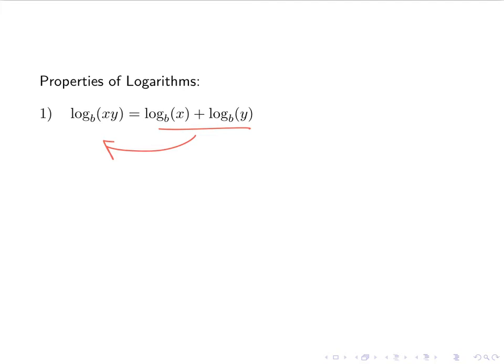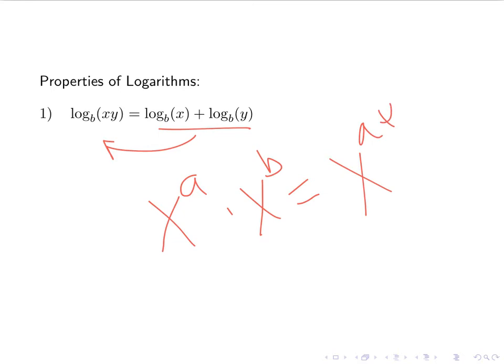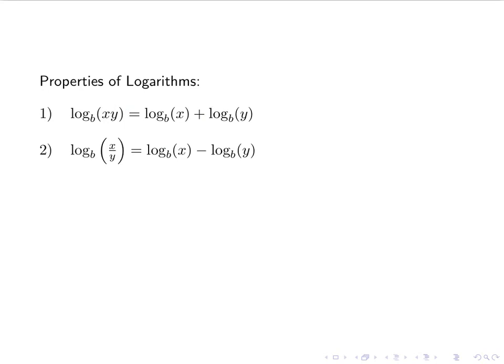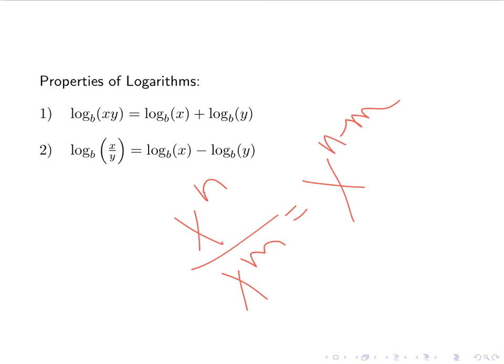So this is coming from the fact that if I have x to the a times x to the b, it's x to the a plus b. Multiplication becomes addition. Okay? Similarly, we have division, which goes to subtraction. Again, this is the same thing as x to the n over x to the m becomes x to the n minus m. If I have division inside of a log, it becomes subtraction outside of the log.